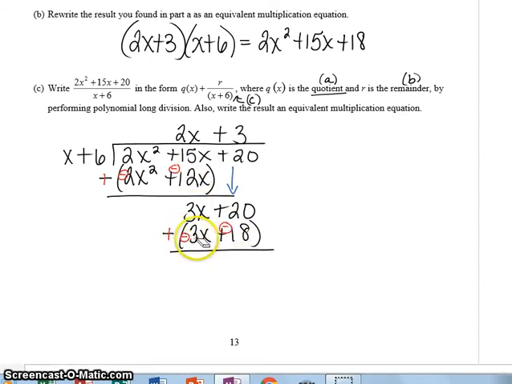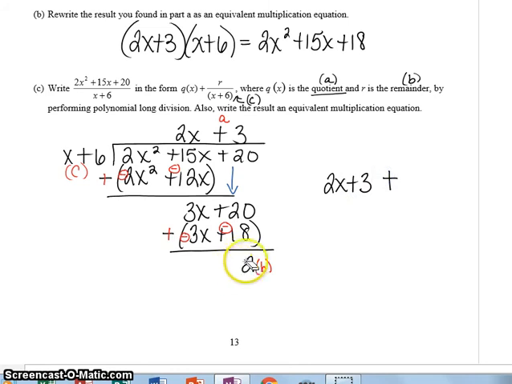So now 3x minus 3x is 0. These should always cancel. And now you have 20 take away 18, and that's going to have a remainder of 2. So remember, this is like my a, or my q of x, okay? That's my quotient. My b is the remainder, or my r, and then my c is my divisor.